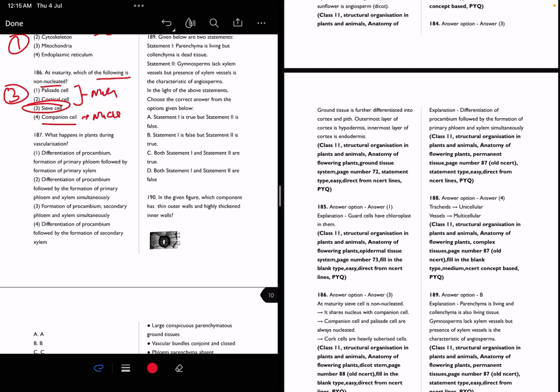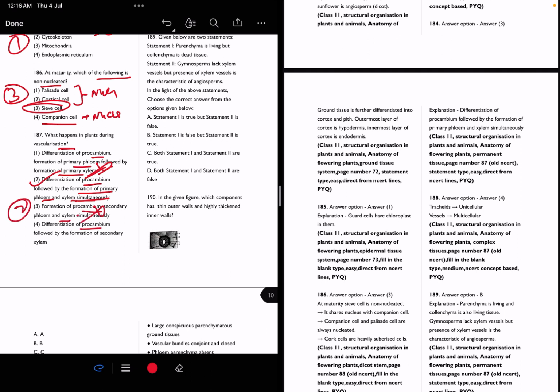What happens in the plant during vascularization? Vascularization means differentiation. Vascularization is the formation of the primary xylem, primary phloem, etc. So there is formation and differentiation of the procambium, first followed by formation of primary phloem, followed by formation of primary xylem. Primary phloem and xylem is the correct answer. So the answer is 2.